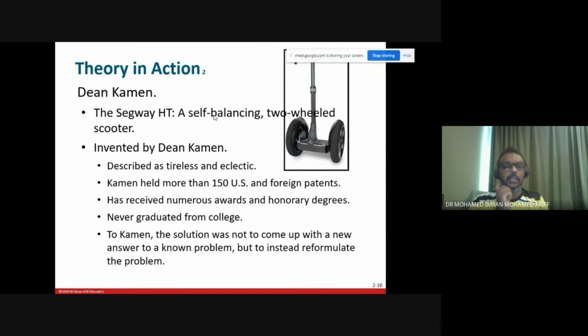All right. So this is another product of innovation from Dean Kamen. He came up with the two-wheel scooter. All right. He has received numerous awards. Semua never graduated from college. Saya tak tahu kenapa dekat sini. But I'm just saying. So the solution was not to come up with a new answer for a known problem, but instead reformulate the problem.